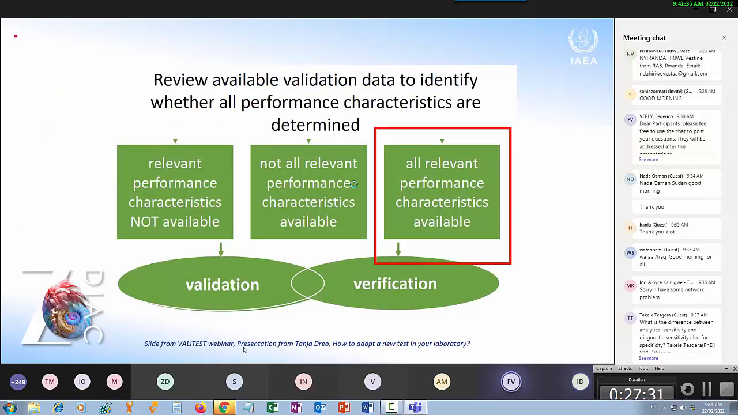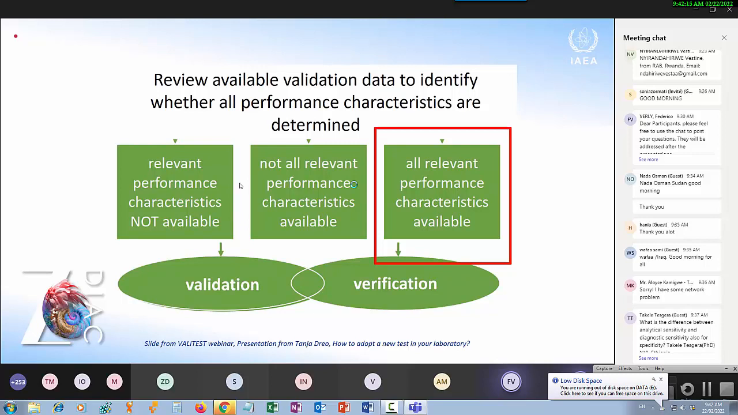So before we implement the methods, or before we decide what we should do, either validation or verification, we should review the available validation data of these commercial kits or ready-to-use kits, and identify whether all performance characteristics are determined. In case the relevant performance characteristics are not available in the documentation that we have, then the laboratory should perform validation.